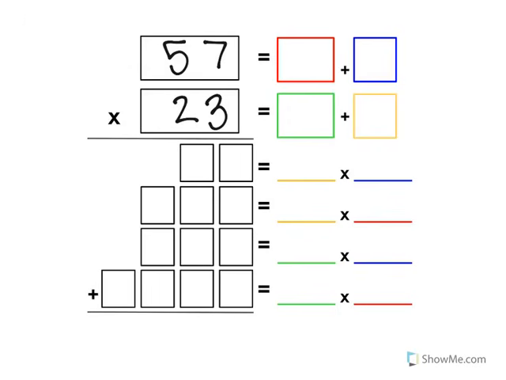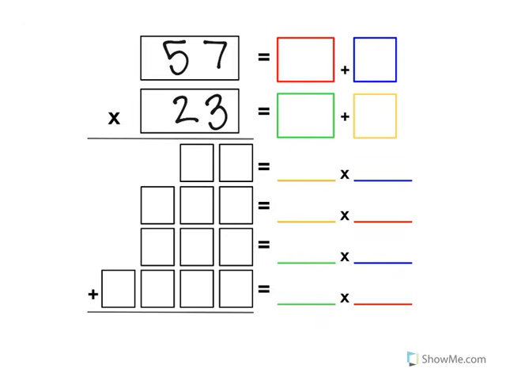All right, friends, today we're going to go over two-digit by two-digit partial products multiplication. So remember, when we do partial products, we need to make sure that we multiply each part of each factor by the other factor's parts. So we're doing 57 times 23. That means we have to multiply both parts of 57 by both parts of 23.